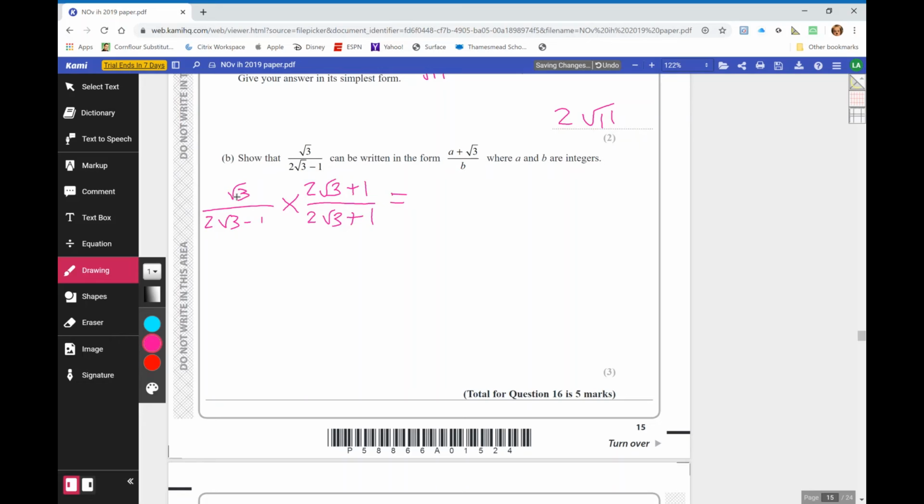It has to be the same thing up top and bottom, so it makes 1. And if I times root 3 by this, so root 3 times 2 times root 3 is the same as 2 times 3. So root 3 times root 3 is root 9, which is actually 3. So 2 times 3 is 6. I've just done that times that, and then root 3 times 1 plus root 3. And then at the bottom, you've got 2 root 3 times 2 root 3. Now, 2 times 2 is 4. Root 3 times root 3 is 3. So really what you're doing is 4 times 3. So that would be 12.